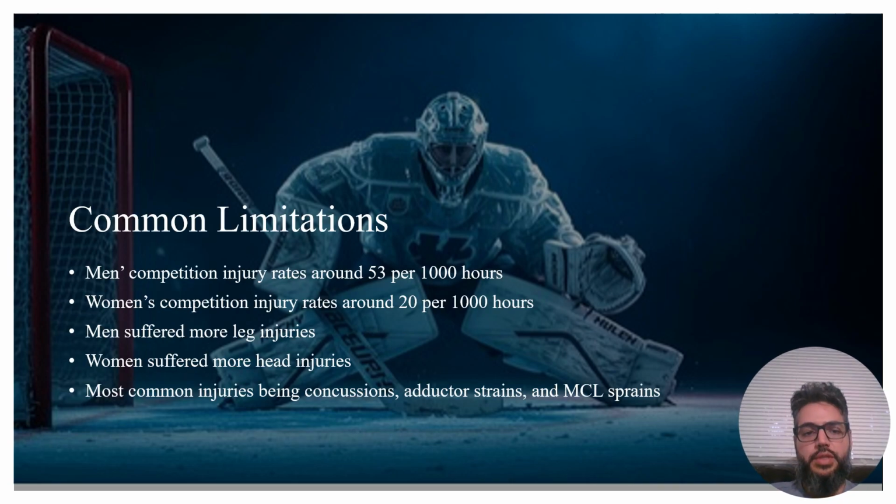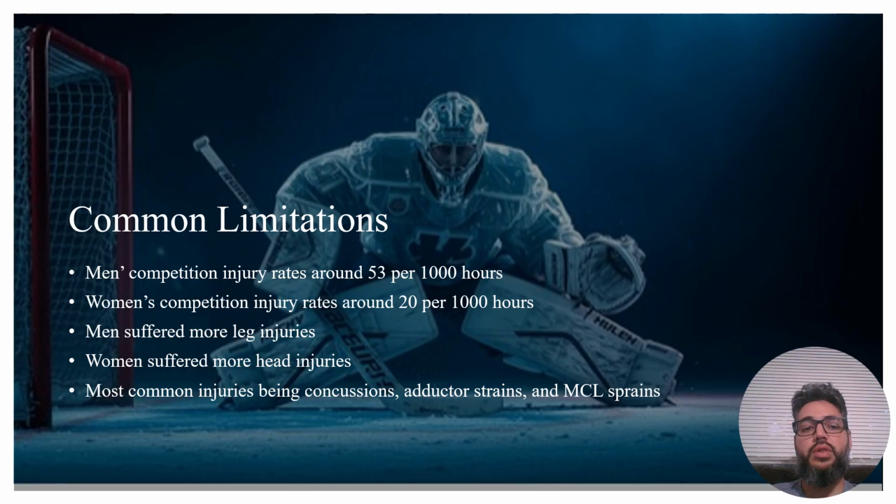So we look at common limitations in men's competition. The injury rate's around 53 per thousand. Research said that it's because there's a longer game time, but it's also because the competitions tend to be a lot more often. There's more tournaments, more games, and things of that, so there's more chance of injury. For women's, it was around 20 per thousand hours.